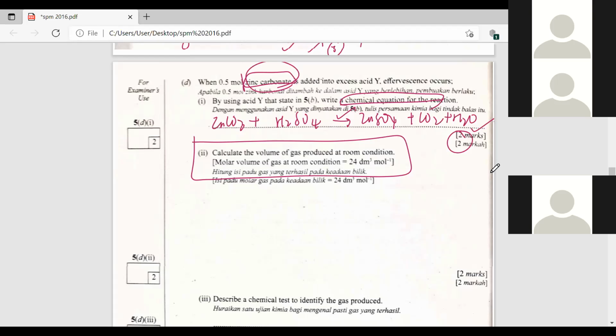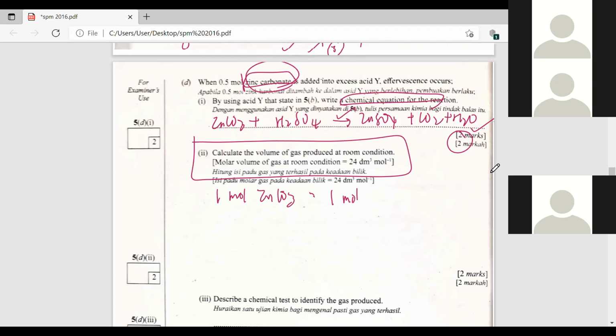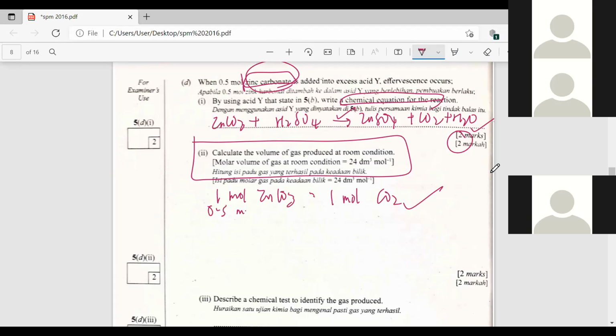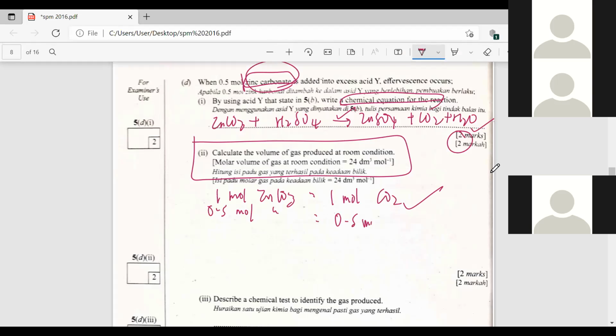So first we have to compare the equation. 1 mole of zinc carbonate reacts with 1 mole of carbon dioxide gas. Excellent. And 0.5 mole of zinc carbonate reacts, produces 0.5 mole of carbon dioxide gas.